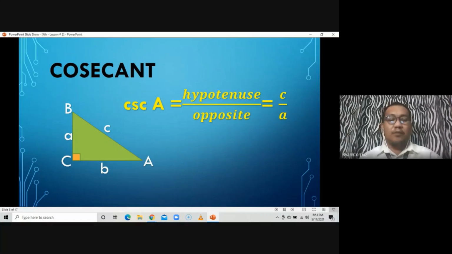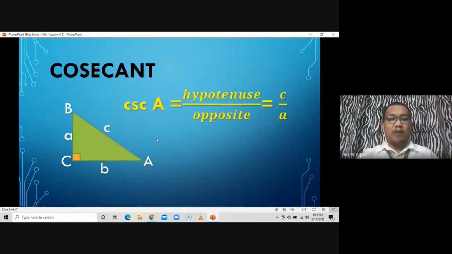Cosecant is the opposite of sine. So, with regards to angle A, same given triangle, if we want to find out cosecant A, it should be equal to hypotenuse over opposite. Do you remember sine earlier? Sine is equal to opposite over hypotenuse. So, if you reverse that, you come up with the trigonometric ratio that we call cosecant.